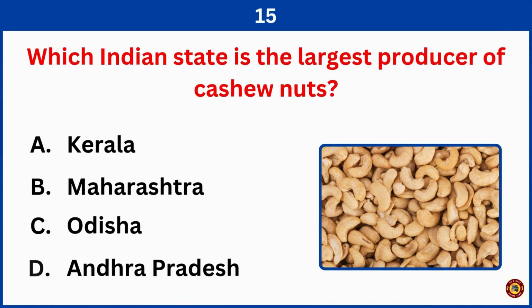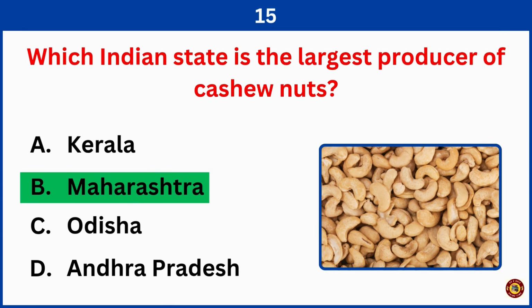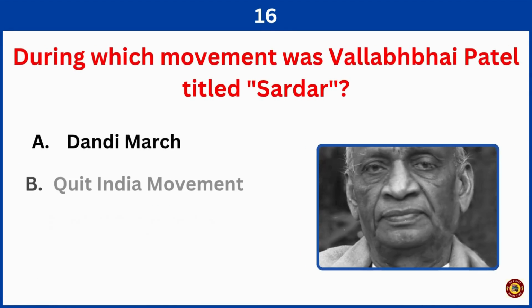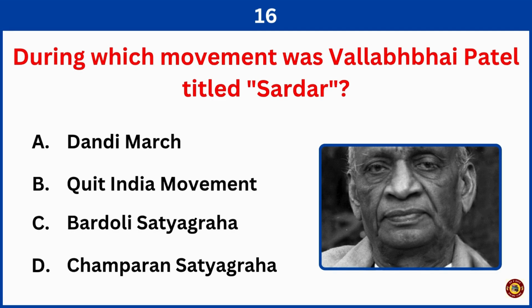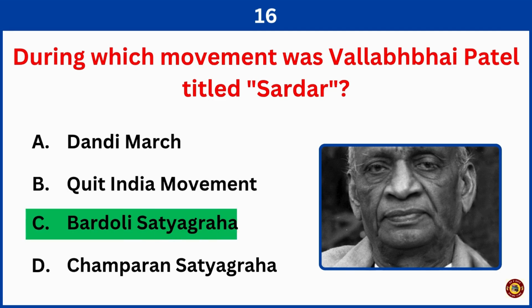Which Indian state is the largest producer of cashew nuts? Correct answer is option B, Maharashtra. During which movement was Vallabhbhai Patel titled Sardar? Right answer is option C, Bartoli Satyagraha.